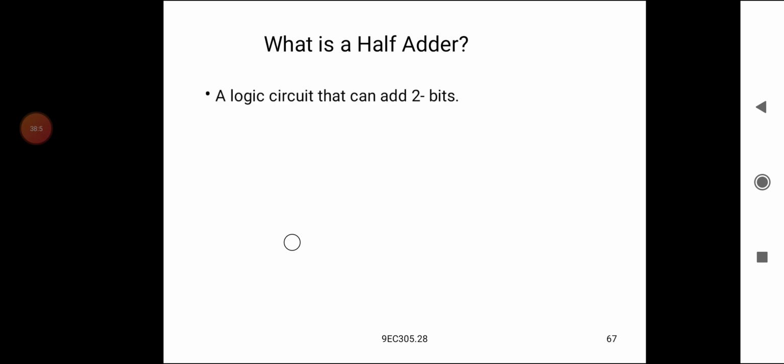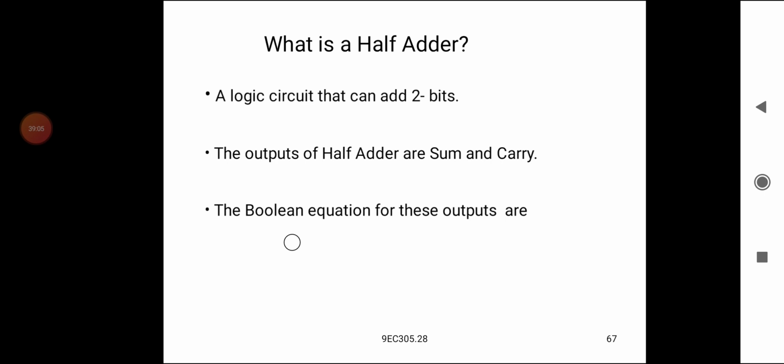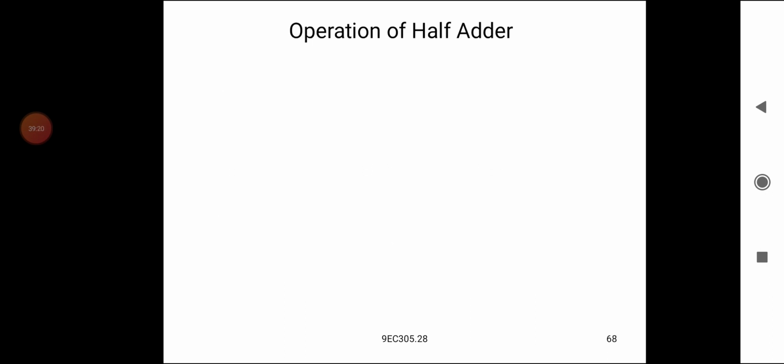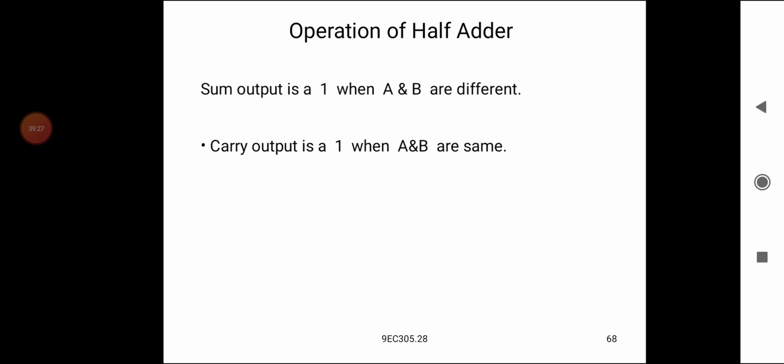What is a half adder? A logic circuit that can add 2 bits. The outputs of a half adder are sum and carry. The Boolean equations for these outputs are: sum is A exclusive OR B, read as A XOR B. Carry is A dot B, read as A AND B. Operation of half adder: sum output is 1 when A and B are different. Carry output is 1 when A and B are the same.